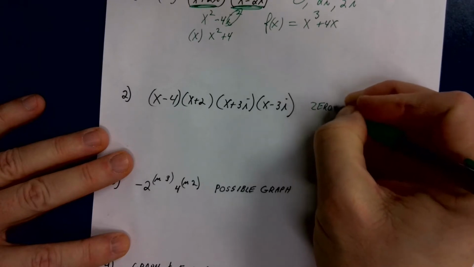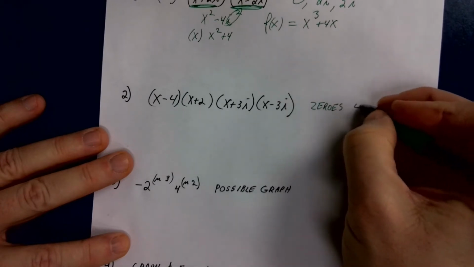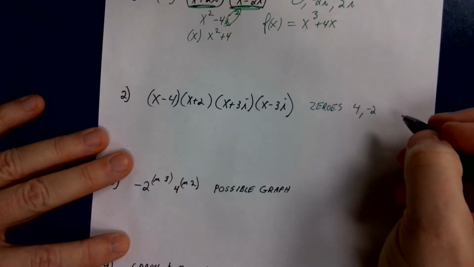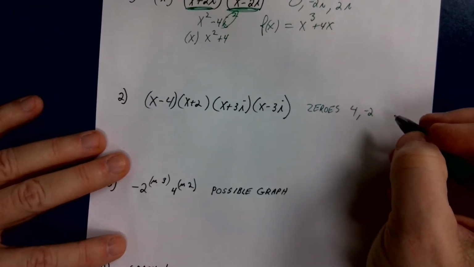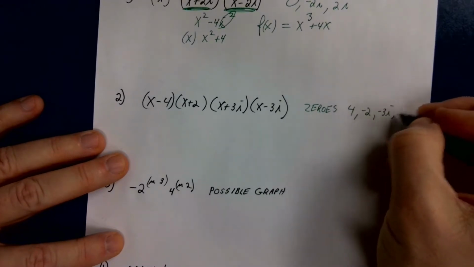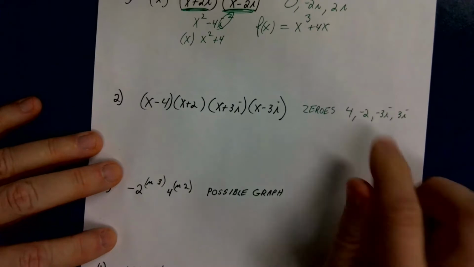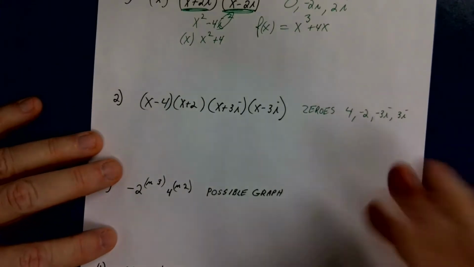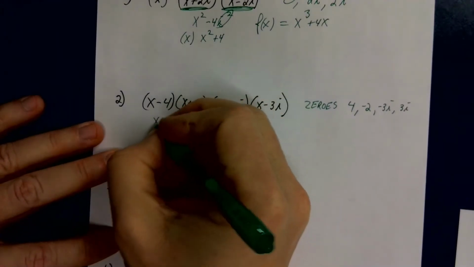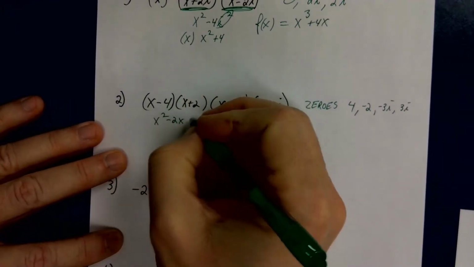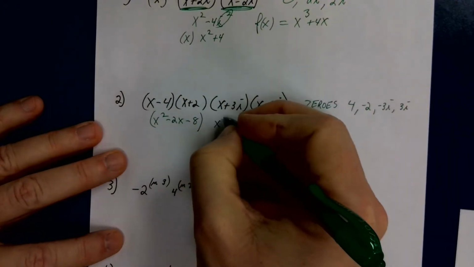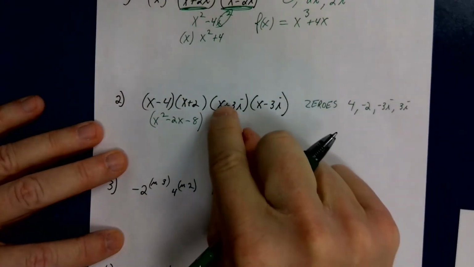So I know my zeros. Let's go ahead and do that first. My zeros are 4, negative 2. So those are the two real places that it's going to touch on the x-axis. And then negative 3i and positive 3i. So those are my four zeros, which means this has to be a degree 4 polynomial, or a quartic. So let's go here first. So I get x squared minus 2x minus 8. That's one polynomial.